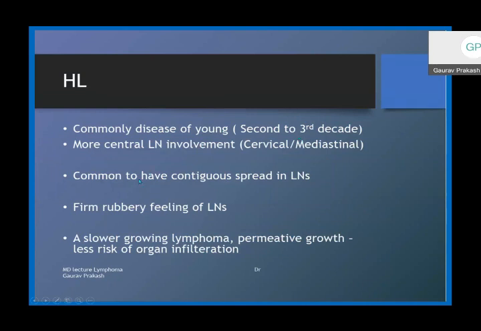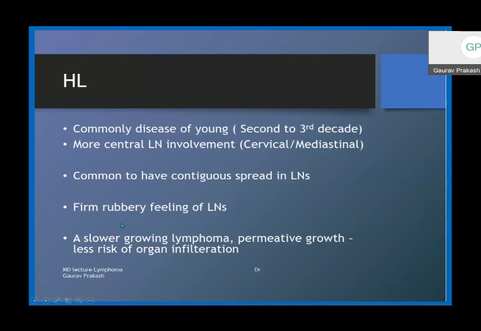The key characteristic feature of Hodgkin lymphoma is the contiguous spread of lymph nodes. While NHL spreads mainly through the hematological route, Hodgkin lymphoma spread is more contiguous. So you will see the lymph nodes are in bunches in the neck area and axilla. So they are more characteristic of Hodgkin lymphoma. This is a very old time finding, rubbery consistency, firm consistency. You know, if you ask me, they are all subjective descriptions. It is not very common to find.